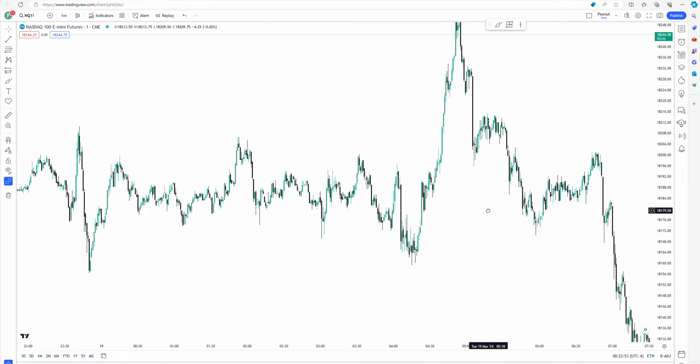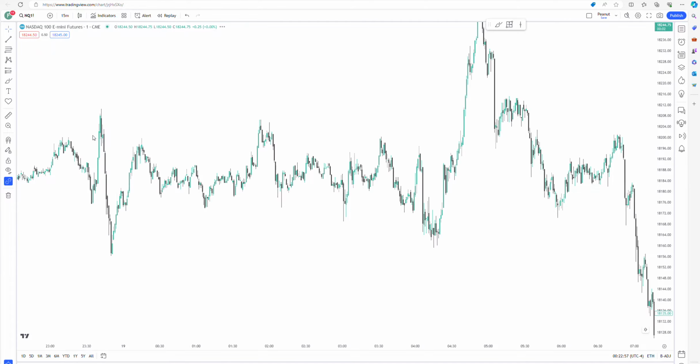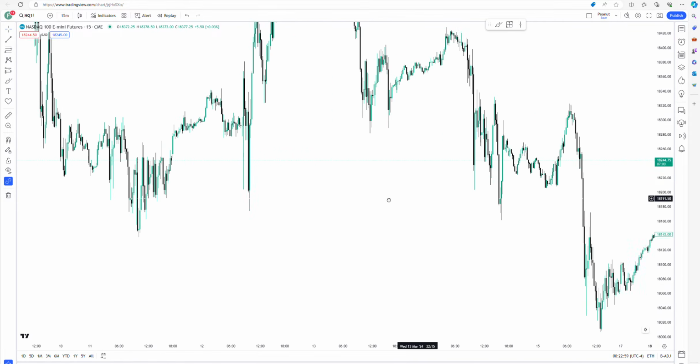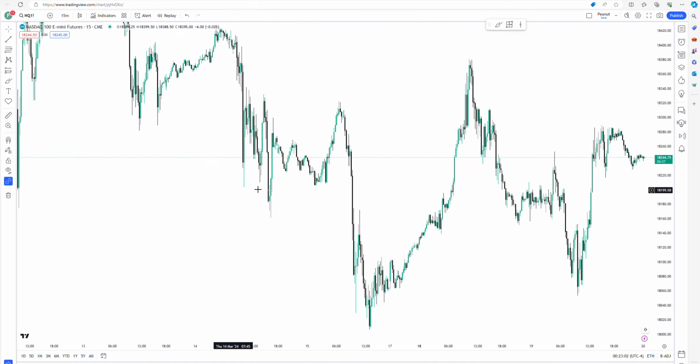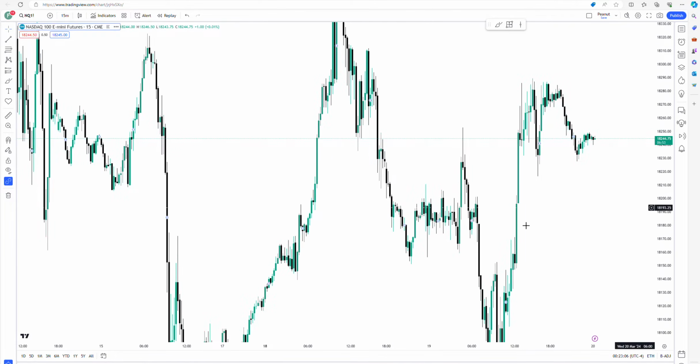But if you're looking at a macro perspective, then have a look at the larger time frames, right? So I encourage you to have a look at the 15-minute time frames, right? Have a look at the 5-minute time frames just to see what price is doing and how it's behaving, right?